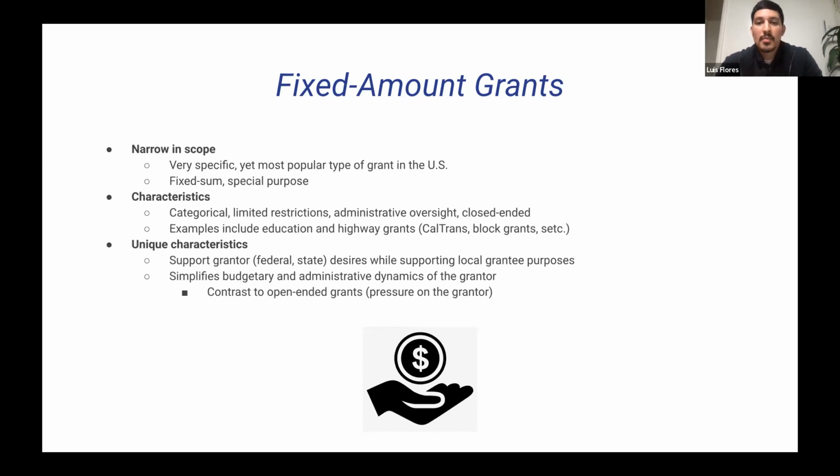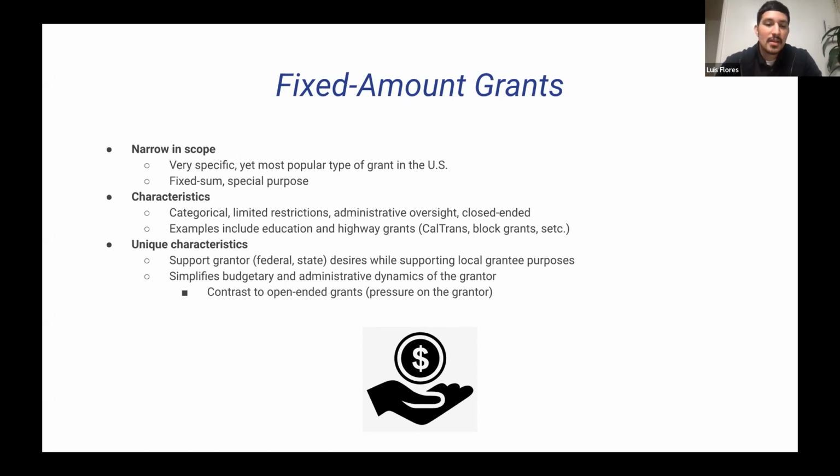So they support both the grantor and the grantee in achieving their purposes without really overstepping, right? The whole goal of intergovernmental grants, as Brake notes, is really to not aggressively overstep one's boundaries over another. It's really to work hand in hand to achieve this through an expansion of resources. So basically local governments are acting in the interest of the state here. It's probably why these are the most popular type of grant in the US, right? You're meeting the needs of both, and it really simplifies budgetary and administrative dynamics of the grantor.